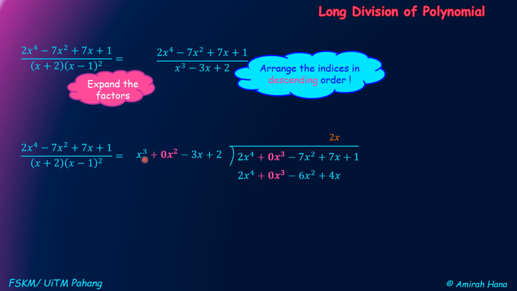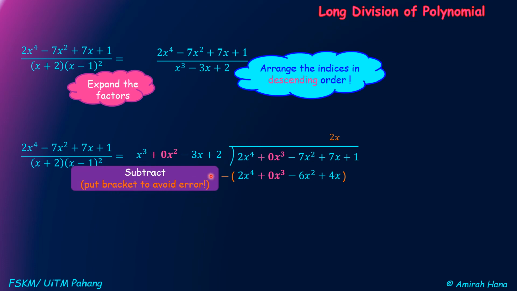Multiplying x cubed by 2x, we get 2x to the power of 4. Then 0x squared times 2x gives 0x cubed. Negative 3x times 2x gives negative 6x squared. And 2 times 2x gives positive 4x. After that, we subtract.